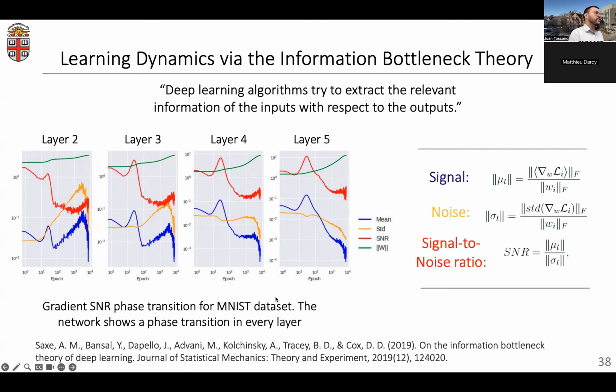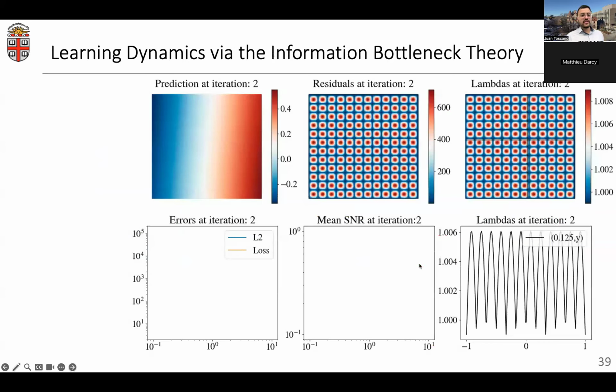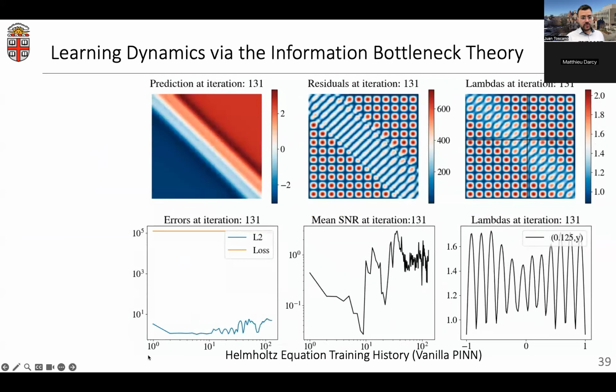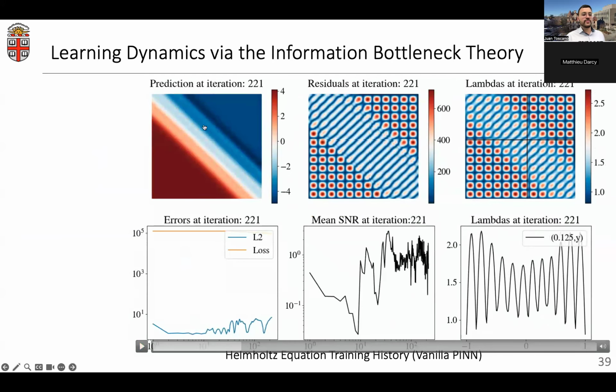And one way that you can measure it is using this signal to noise ratio. And what this does, maybe we can see it a little bit more in this animation. The idea is that what we are observing in the first row would be the prediction, the residuals, and the lambdas, which would be the weights that I mentioned before. And this would be the errors at each one of the iterations.